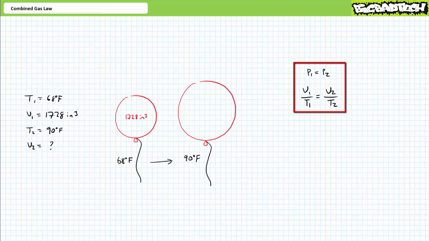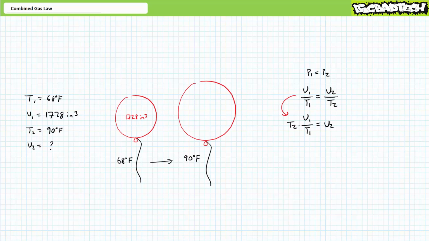V1 over T1 equals V2 over T2. Temperature went up, so volume should also go up. Let's see if this is the case. We know V1, T1, and T2. We need to solve for V2. An algebraic manipulation demonstrates V2 is equal to V1 over T1 times T2. All we've got to do is substitute in the given values.